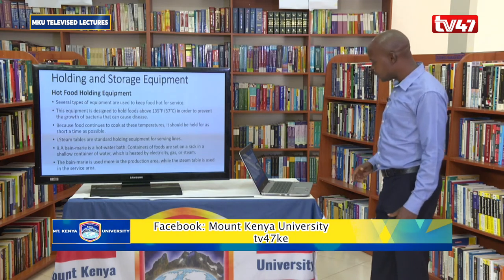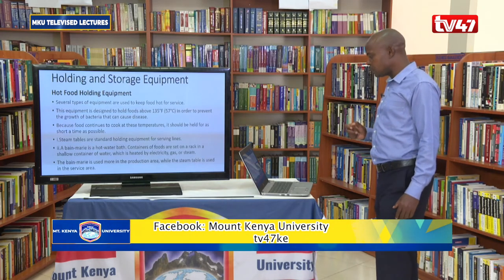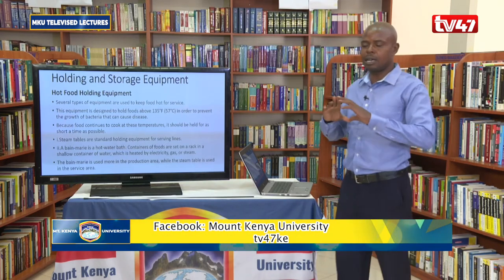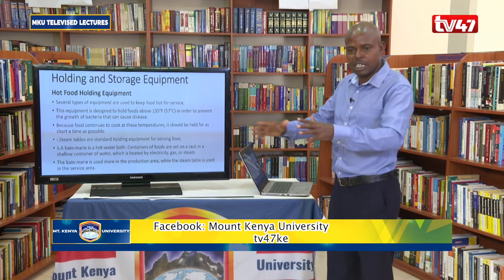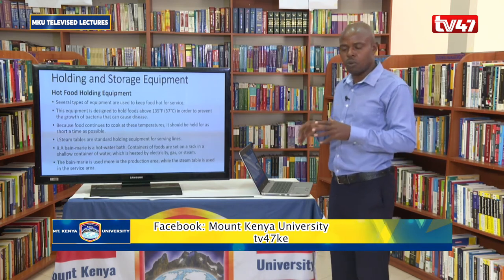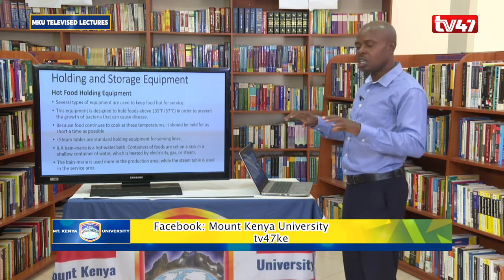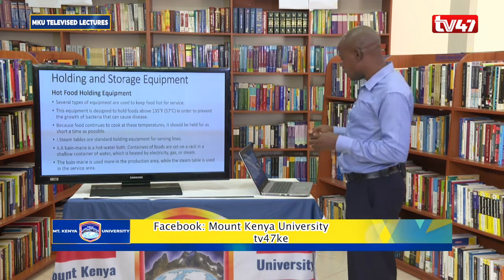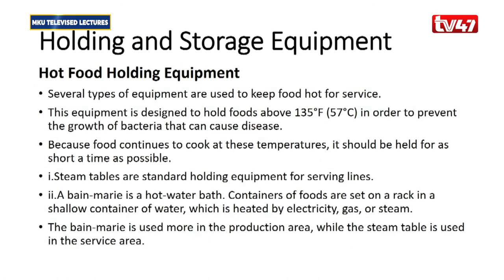We have various holding equipment. We have steam tables. Steam tables are standard holding equipment for serving lines. They are kind of tables that have holes in line. So once you cook food, you place it in those holes. They are called steam tables. They are subjected to steam. That steam is what makes them hot because the steam is always kept hot. And when the steam is kept hot, then the food inside will always be hot.